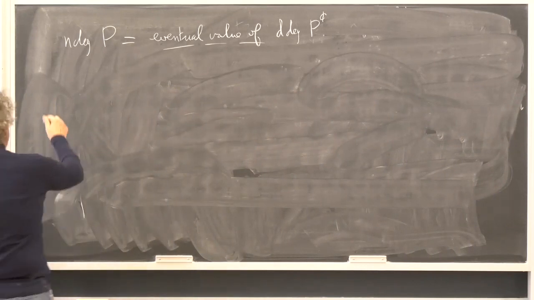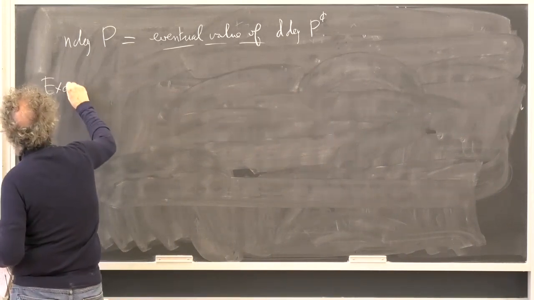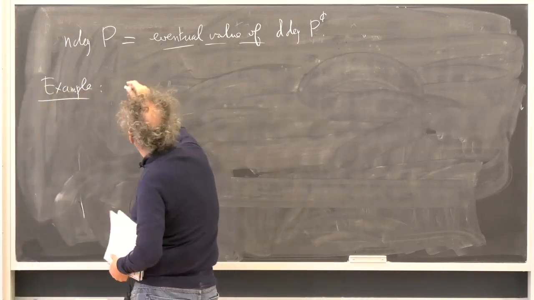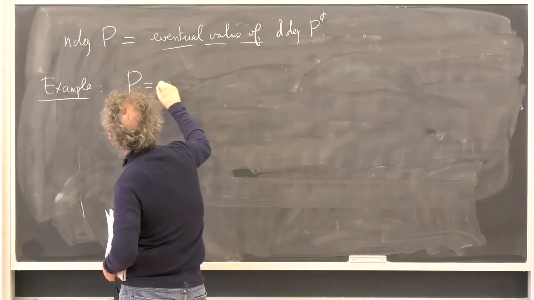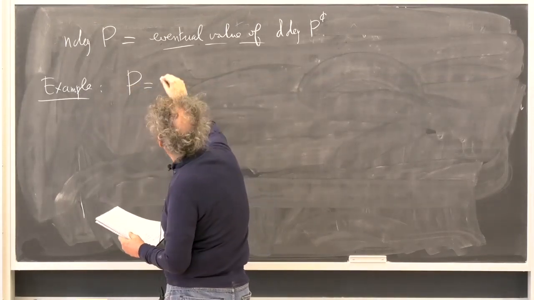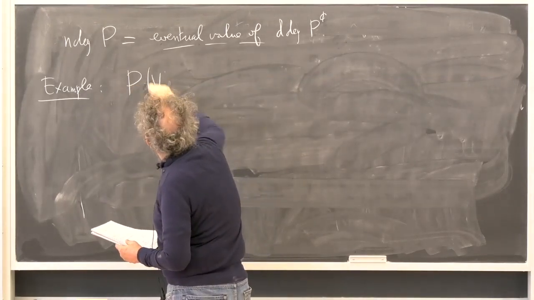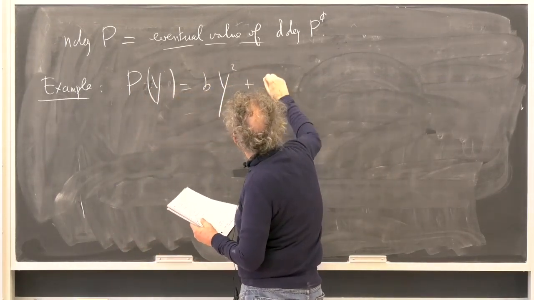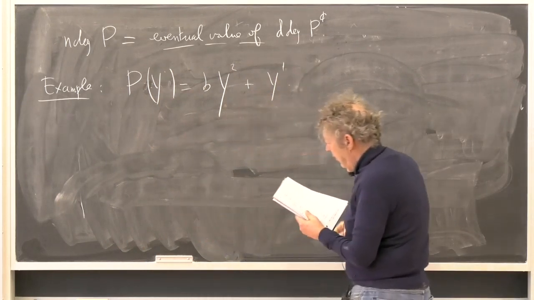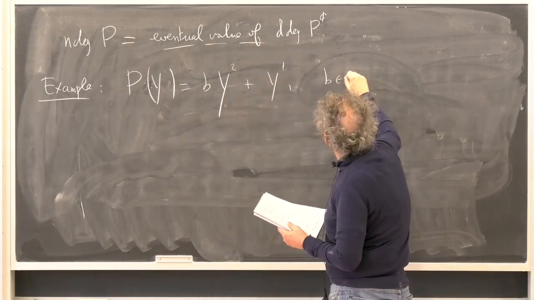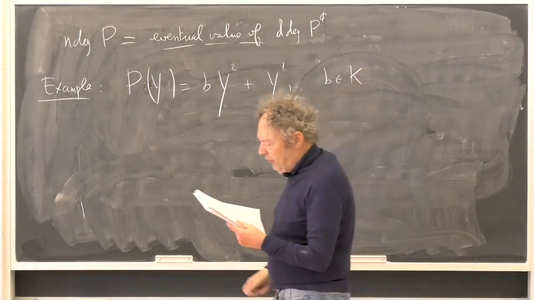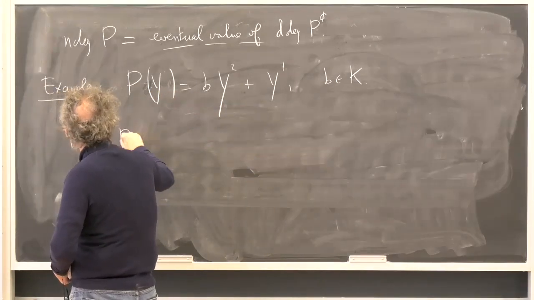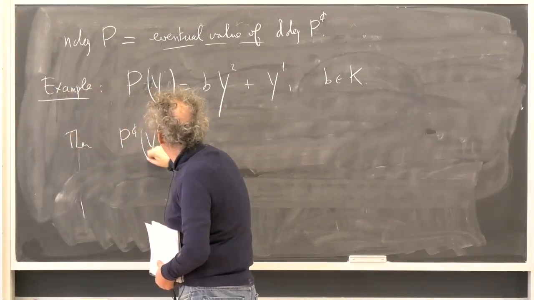Example, yes. I think all this will perhaps become more concrete if I show you a very explicit example. P equals, let's say we have a differential polynomial which is b y squared plus y prime, where b is some coefficient from k, which for the moment I don't specify. And so then what is p phi? What is p phi y?